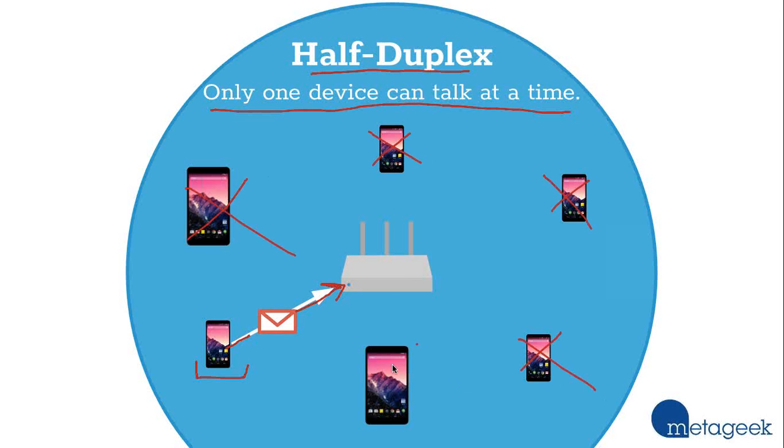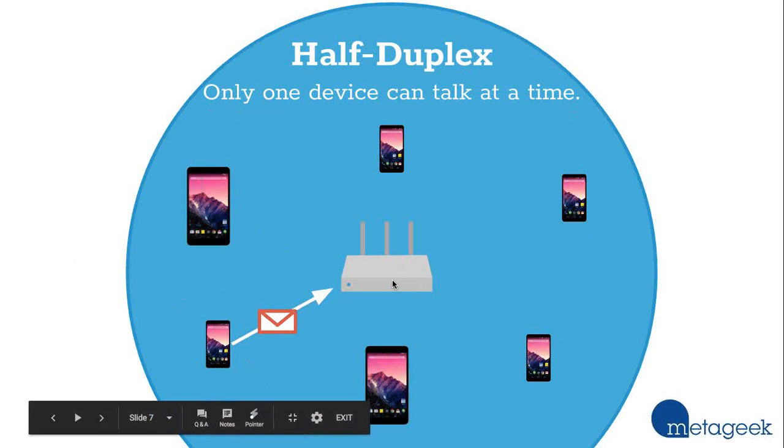On any given channel at any given time, only one device can talk at a time. Only one device. And that includes neighboring devices as well. It doesn't matter if it's another access point that's part of the same network. It doesn't matter if it's a neighbor with a completely different network. If it's on the same channel, they all have to take turns talking. One device talks on a channel at a time.